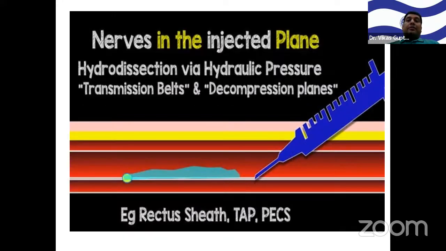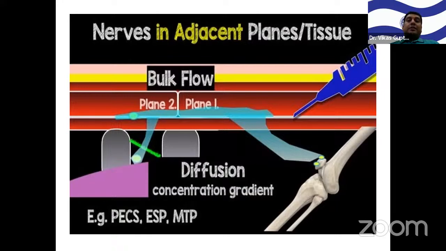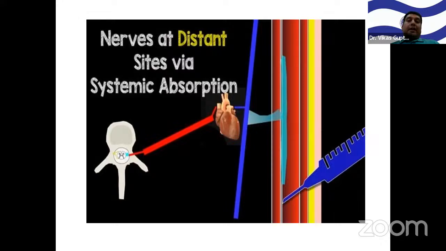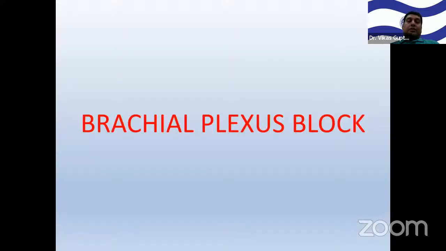Nerves in the injected planes means hydrodirection by hydraulic pressure, like rectus sheath, TAP, PECS. Nerve in the adjacent plane means we are injecting near the plane, so by diffusion, seepage, or concentration gradient, the drug will go to that plane and block the nerve, like PECS, rectus sheath block. And at a distant site, it will act by systemic absorption.